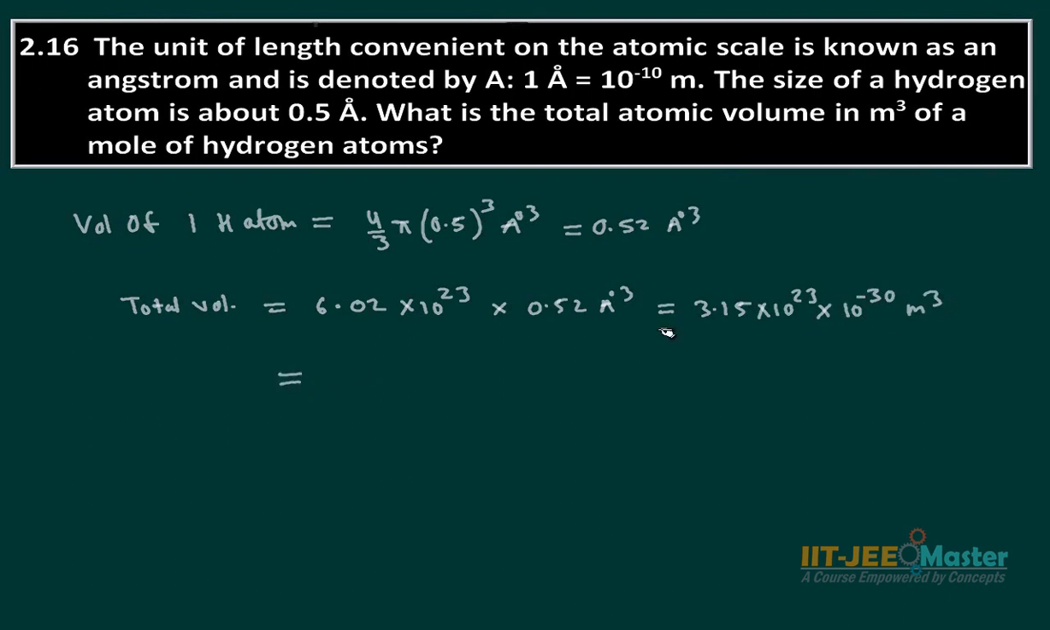So we have to take only one significant digit, so it will be nearly 3 into 10 to the power minus 7 meter cube. This will be the answer.